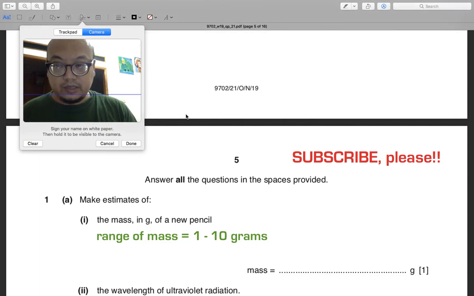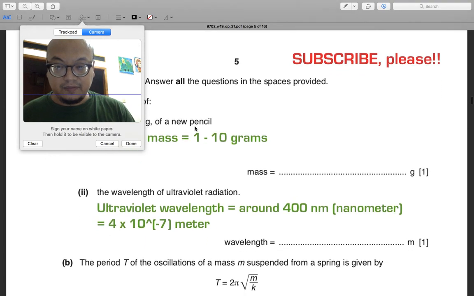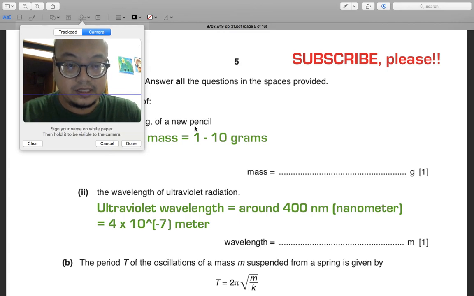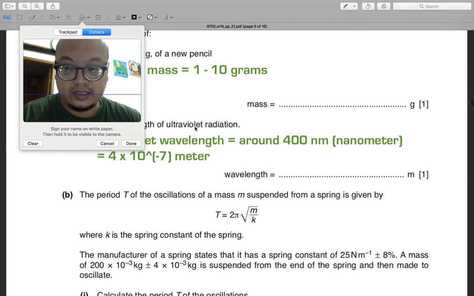Continue to number two. The wavelength of ultraviolet radiation is around 400 nanometers. 400 nanometers is actually 4 times 10 power minus 7 in meters, because 1 nanometer equals 10 power of minus 9 meters. Okay, now about the next question.